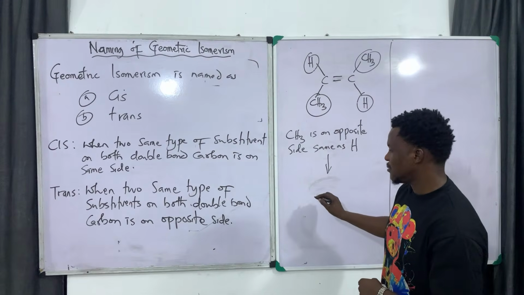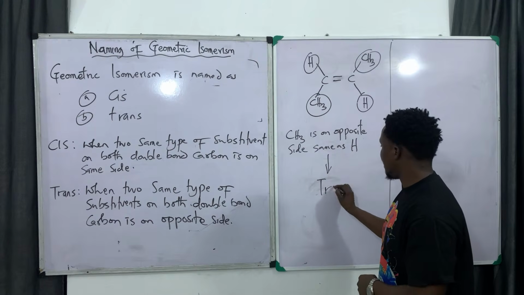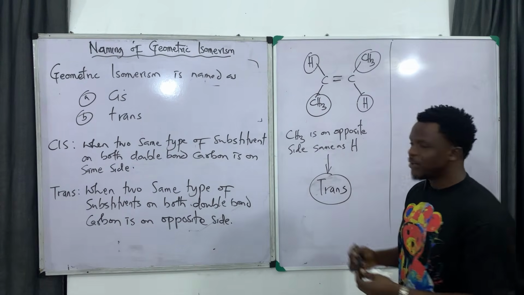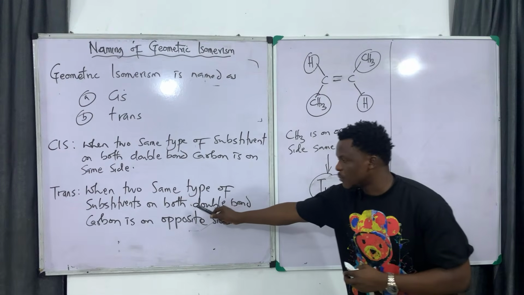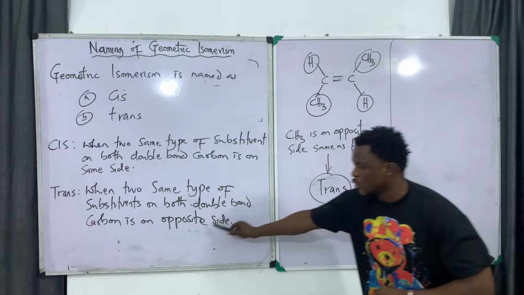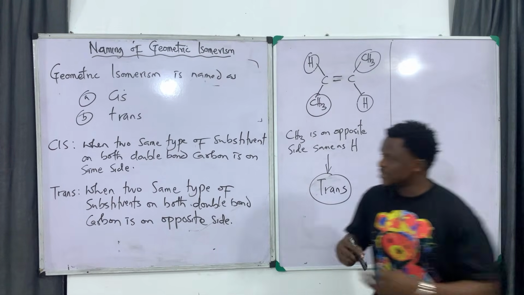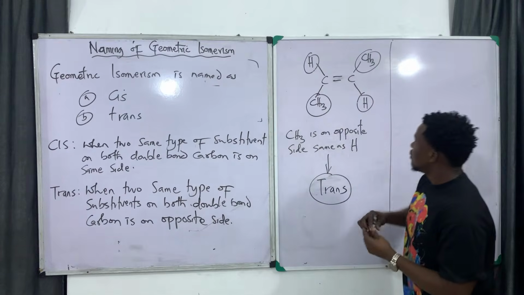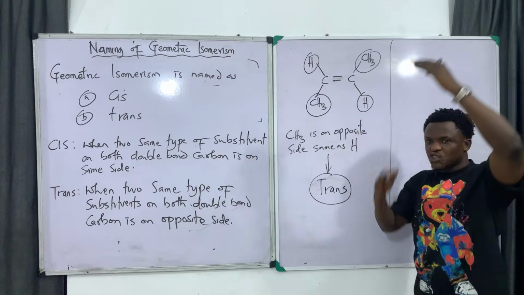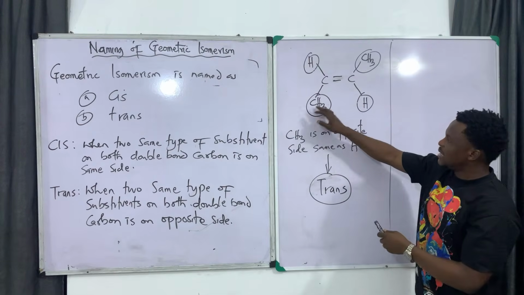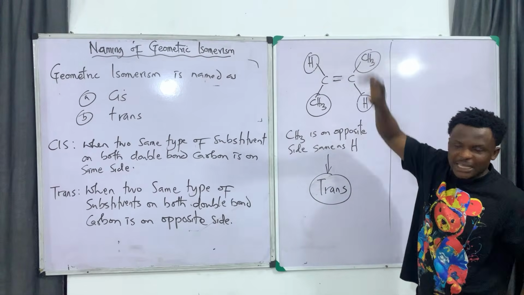This one is trans. Sorry for that interruption. When two same type of substituents on both double bond carbons are on opposite sides, that is trans. Not cis. Cis is when they are on the same side. H is up, H is down, that is trans. CH3 is down, CH3 is up, that is trans because they are on opposite sides.